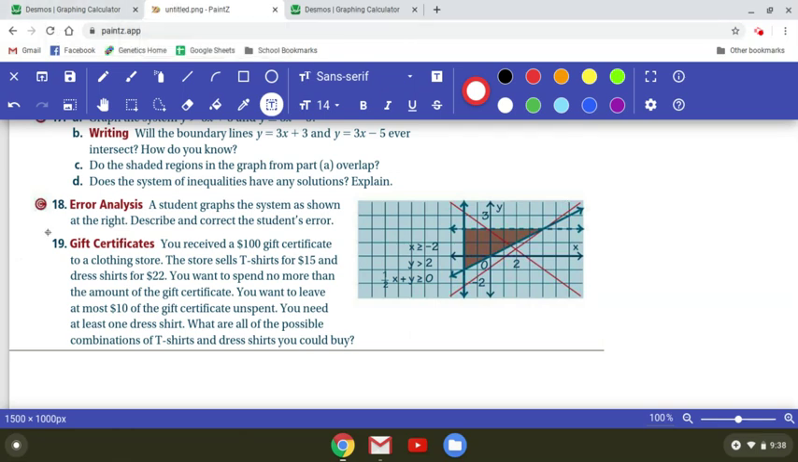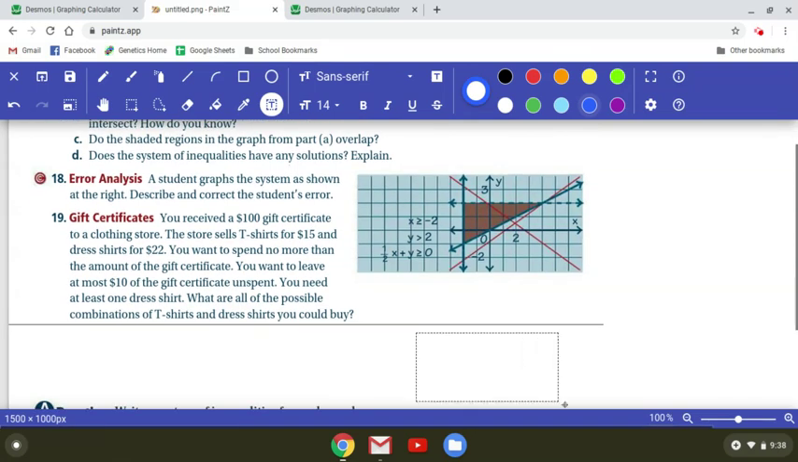All right. Number 19. You receive a $100 gift certificate. The store sells t-shirts for $15 and dress shirts for $22. So before we go any farther, let's make ourselves some variables. Let's say that t-shirts are equal to x and dress shirts are equal to y.